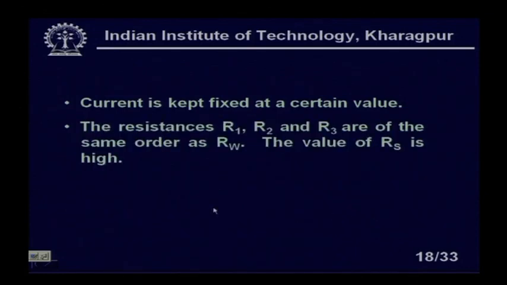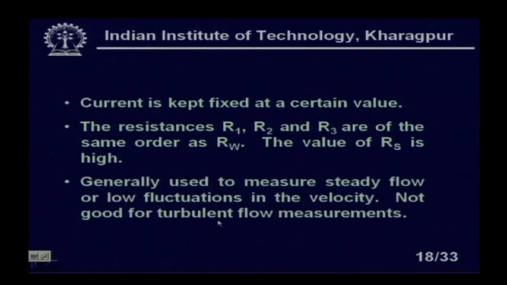The resistances R1, R2, R3 are of the same order as R_W. Typically, they should be quite small compared to R_S, and the value of R_S is high, right. This constant current type is generally used to measure steady flow with low fluctuations in the velocity, not good for very high frequency turbulent flow. We need some compensation. If you do the compensation, then it is possible. When a lead lag network is used, I can make the circuit in such a way that I can measure much higher frequency. Otherwise, normally it is not suitable for high frequency fluctuations, so high frequency turbulence of the flow.